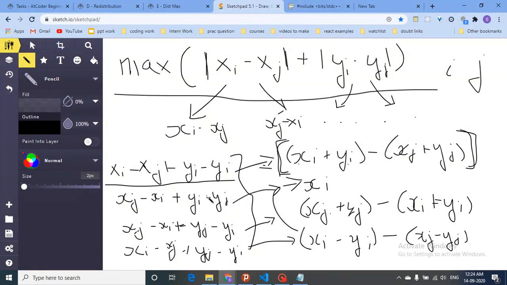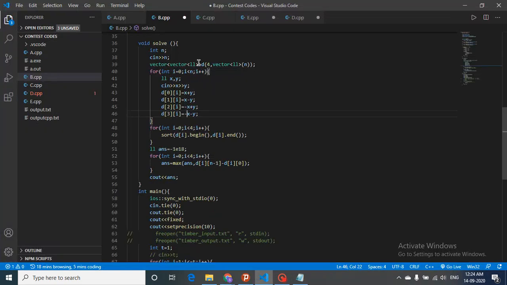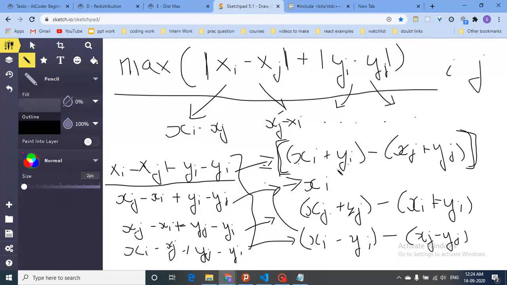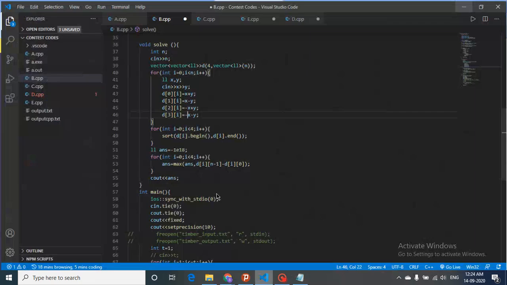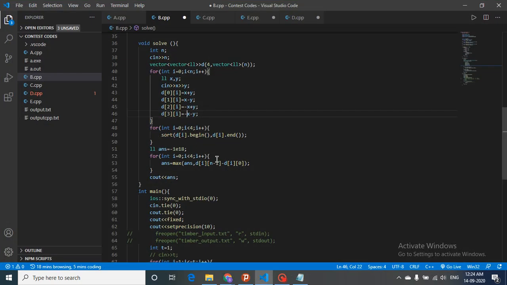For all of these coordinates, I find the values in these 4 rows, then sort them, and the answer is just the maximum value minus the smallest value. You can also find the maximum and smallest directly, but you can sort them too. After sorting, it is just the last value minus the first value, and you have to find the maximum among all those 4 cases, and that's the answer.